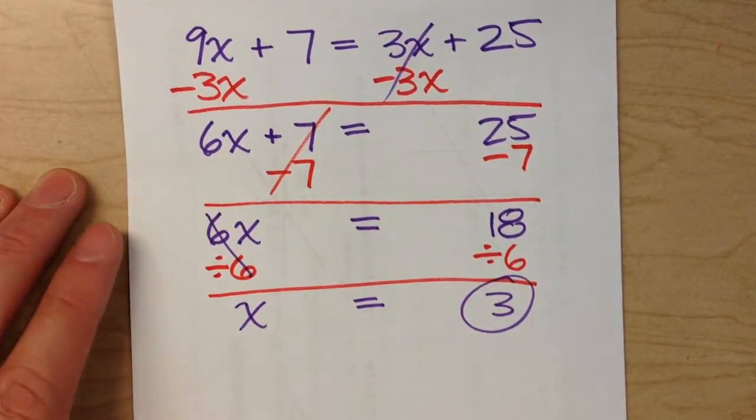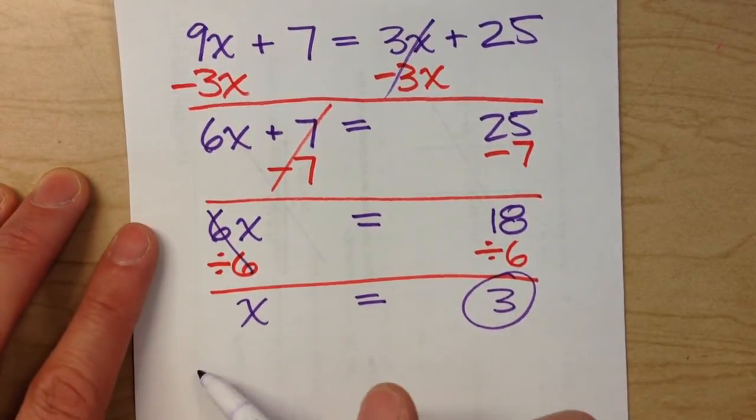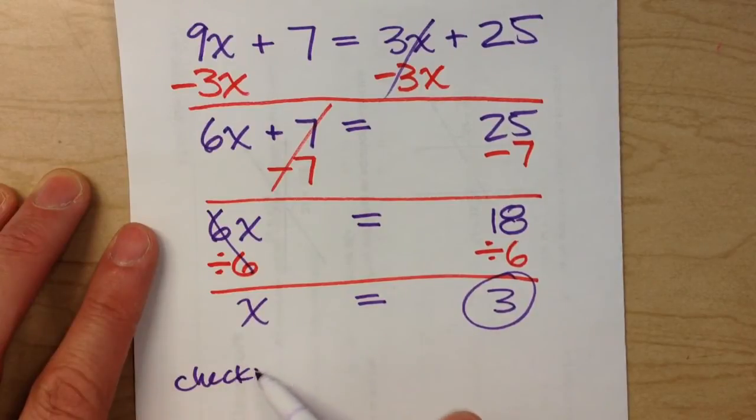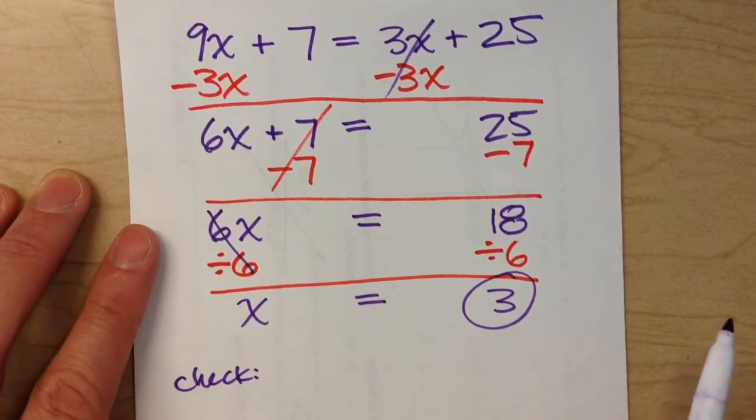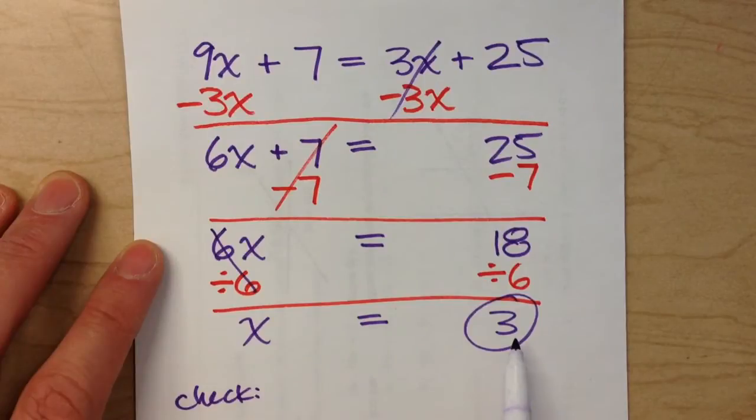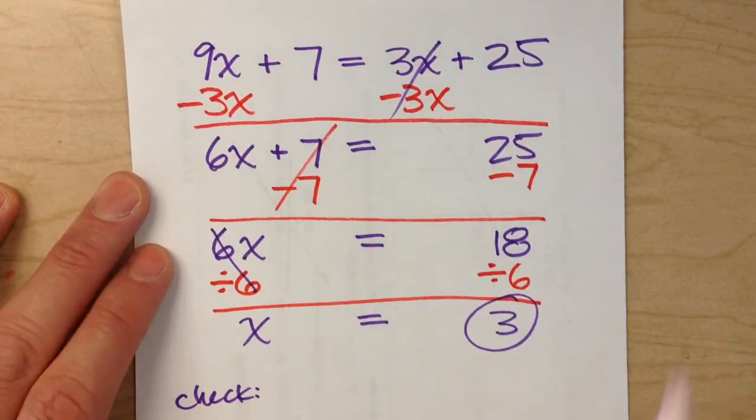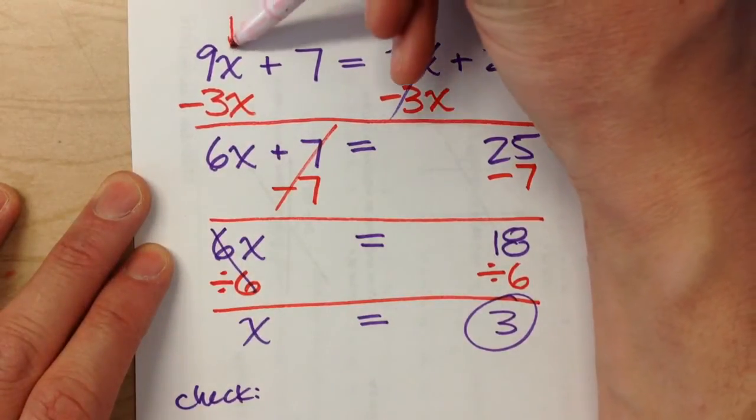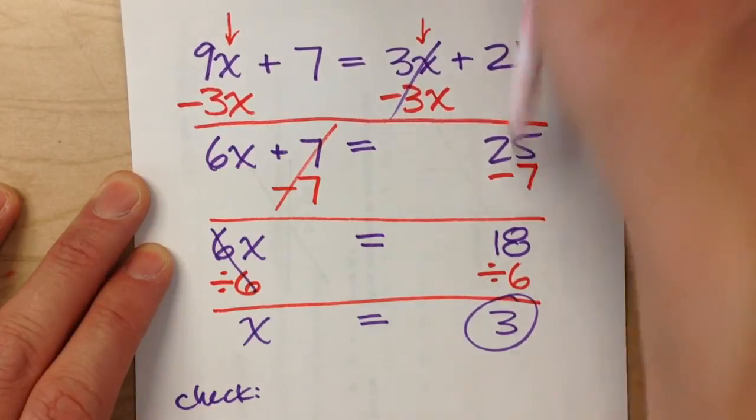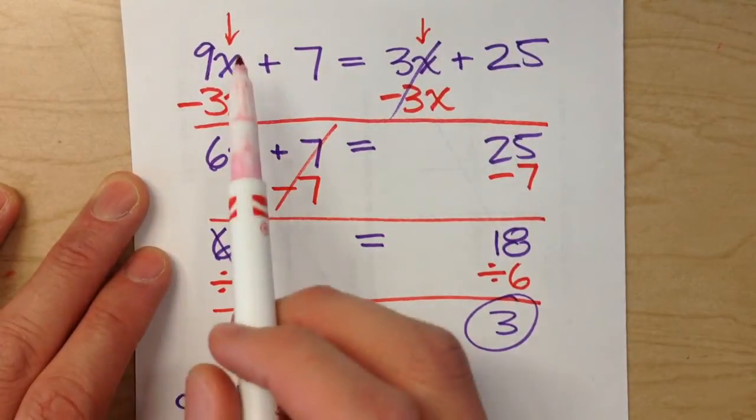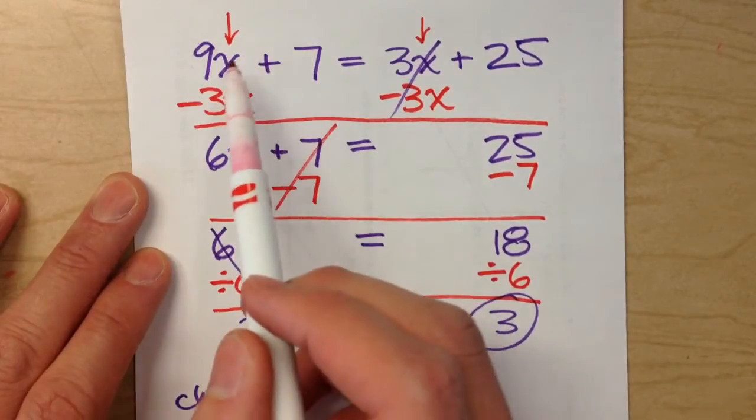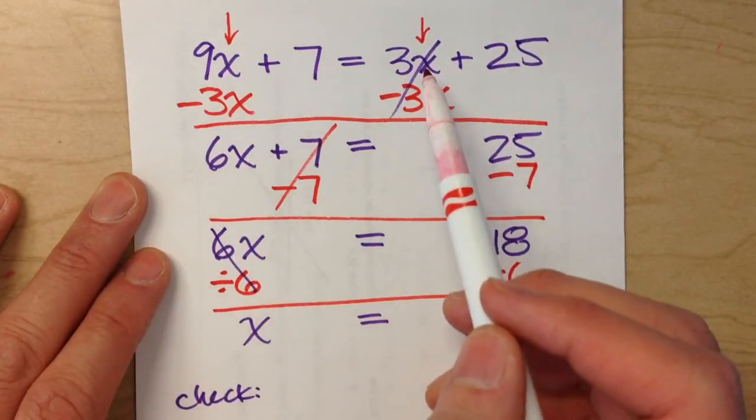answer for x. Now, if I wanted to check to make sure that truly is my answer, all I have to do is take my x value, 3, and put it back into the original equation. But notice, there are 2 places I'm going to have to put 3. See, I have an x here and an x here. So when I check my answer, I'm going to have to put 3 right there and here.